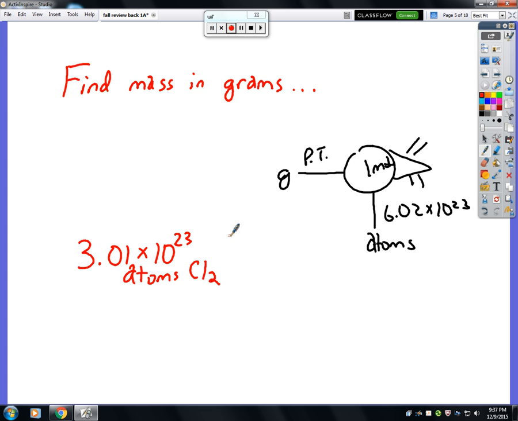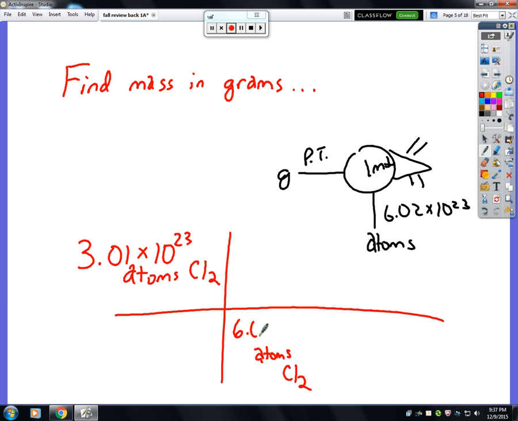There you go. All right. Now, words up top, go down below. I have atoms of Cl2. And here I'm going to put 6.02 times 10 to the 23rd, because I'm passing by that to go to my mole hole of Cl2.